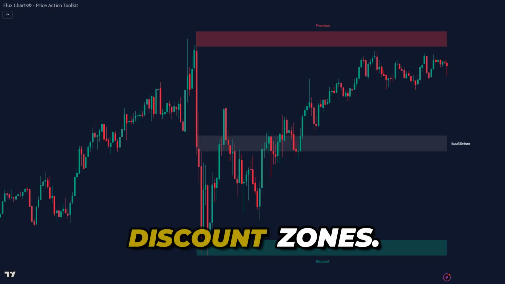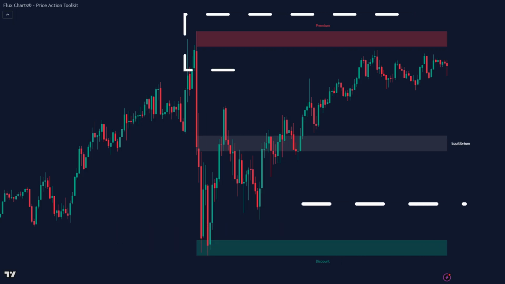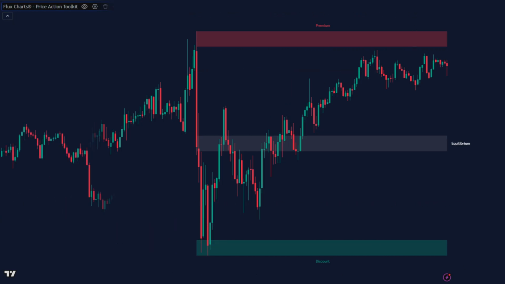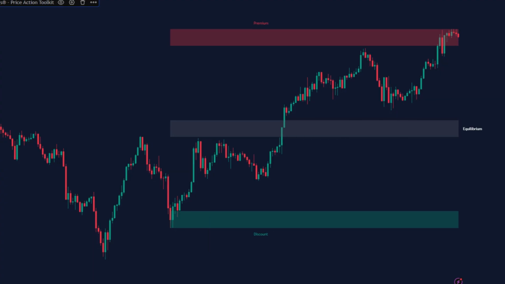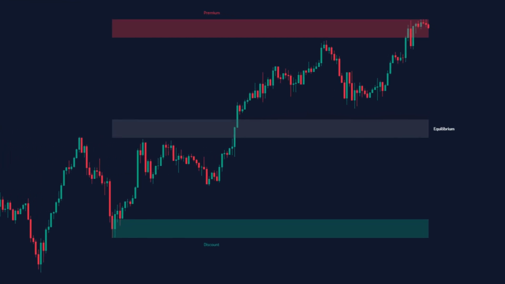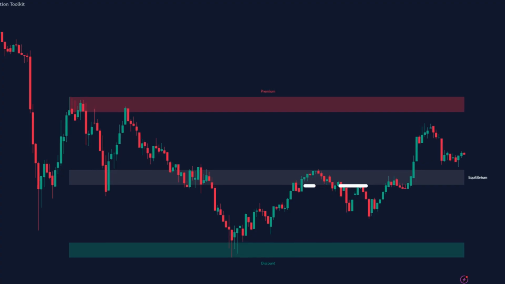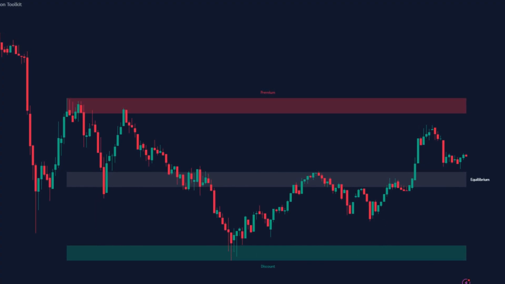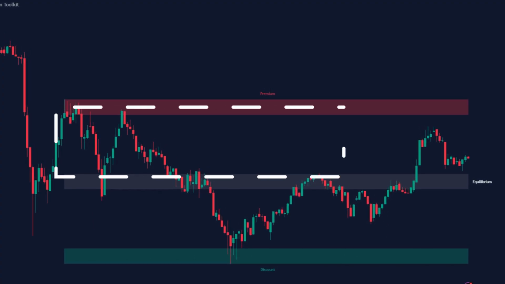Next, we have premium discount zones. These zones help you understand whether you're buying or selling at a discount, paying a premium, or trading at fair value. The toolkit automatically identifies these zones, giving you valuable context for your trades. If the price is below the equilibrium zone, it's at a discount, and above the equilibrium, it's at a premium.